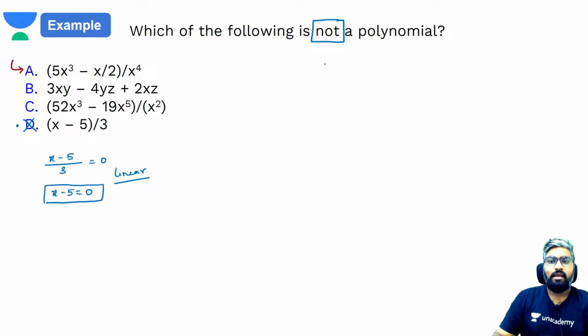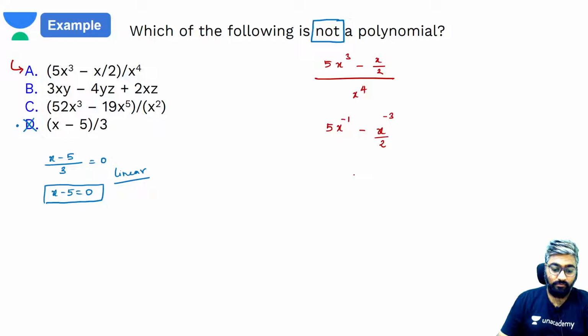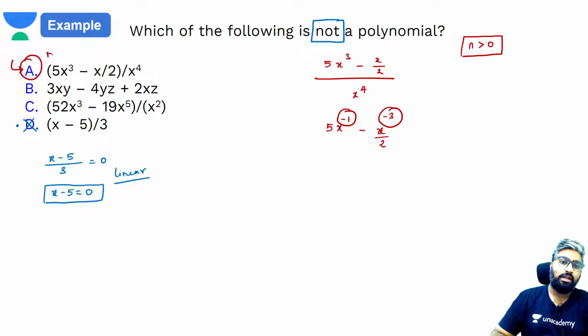ट्राई A. If you look at this, 5x cube minus x by 2 divided by x power 4. अभी x power 4 को I can't take it to the right side, so I'll have to divide. What will happen if I divide? I will get 5x to the power, x cube by x4 is x power minus 1, minus x to the power minus 3 by 2. What did I say? The power of variable must always be positive, है ना? इसमें क्या आ रहा है? नेगेटिव आ रहा है. सो A is not a polynomial equation.